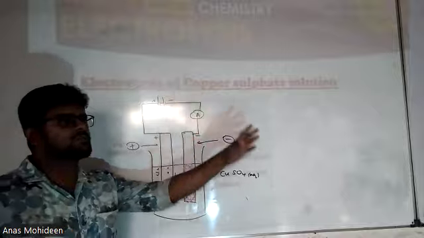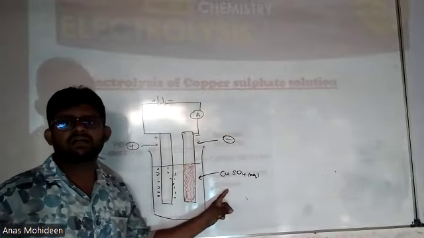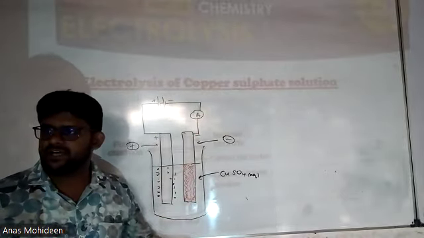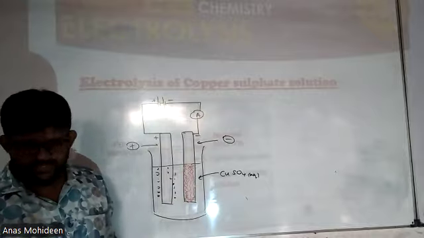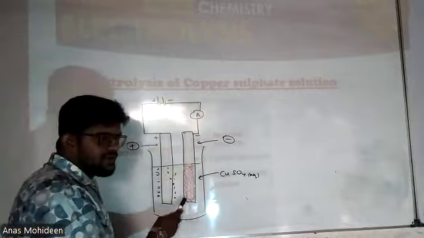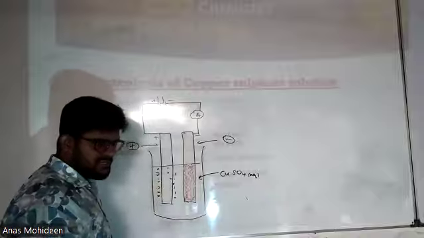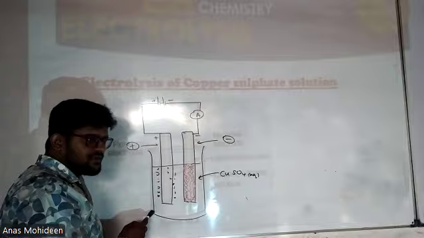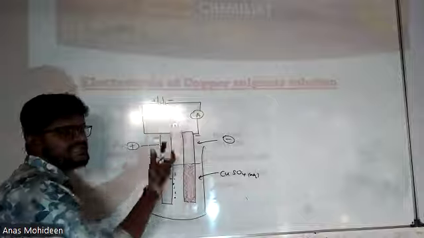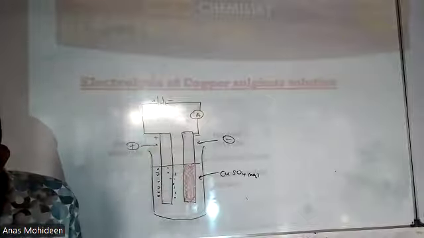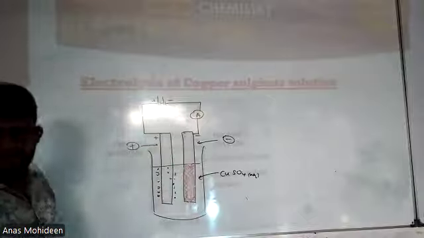What is the observation in electrolyte? Blue color reduces gradually. Observation at the negative electrode: reddish brown substance deposits. Observation at the positive electrode: gas bubbles liberate. You understand those points? Clear? Fine. So we wrote that.